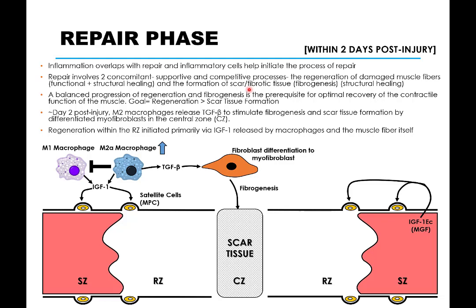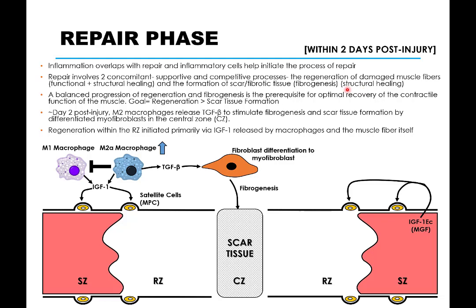Technically speaking, scar tissue forms in the central zone in between the fiber stumps to keep the ruptured muscle fiber intact. Scar tissue formation via fibrogenesis is described only as structural healing and not functional healing. Why do you think it is not functional healing? Well, it is because scar tissue is not muscle tissue. It does not contain any contractile elements like muscle. In other words, it has no ability to contract, and therefore it does not help restore, at least directly, the contractile function of injured muscle.